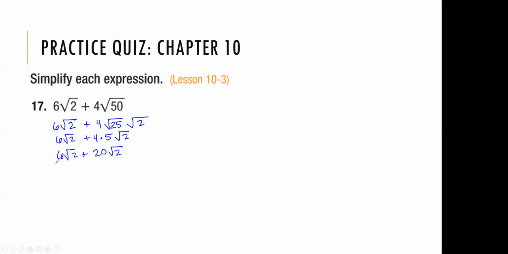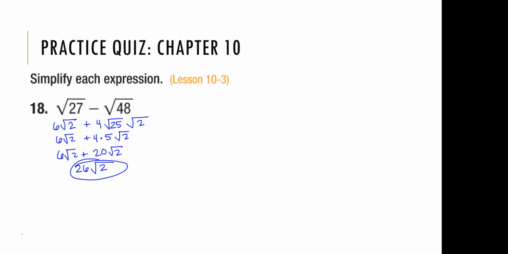Well, now I have a common radical, right? So 6 radical 2 plus 20 radical 2 would be 26 radical 2. Okay? So you have to get your radicals or your radicands to be the same, okay, in order to be able to add or subtract what's in front of the radical.